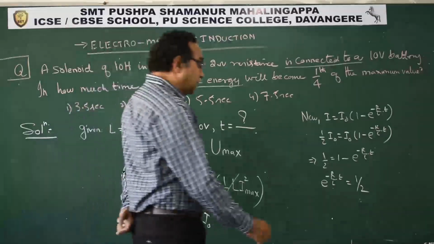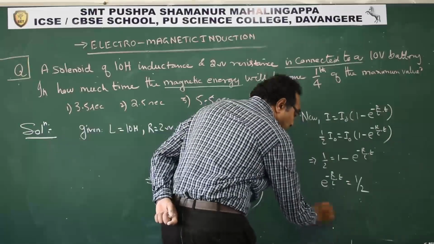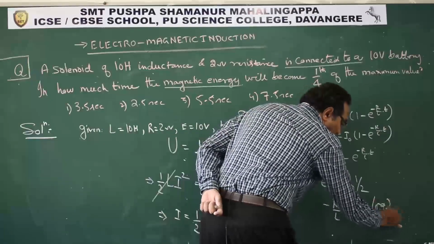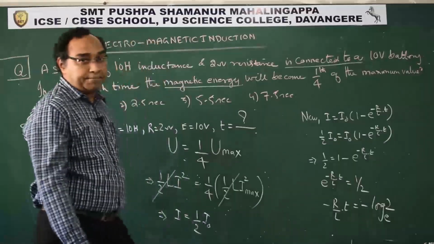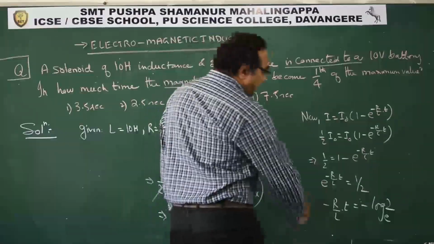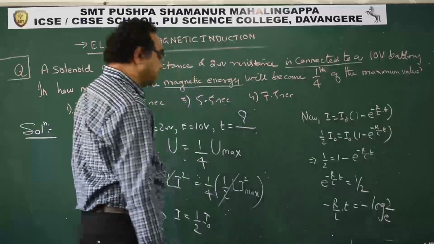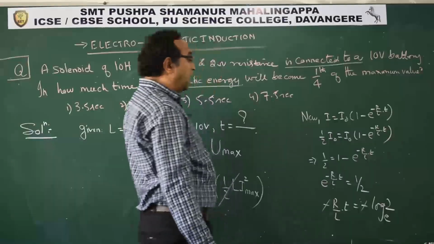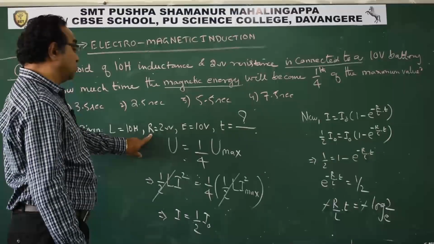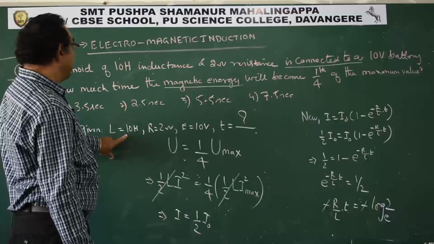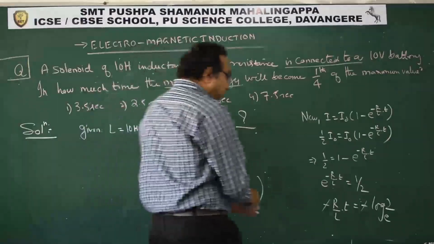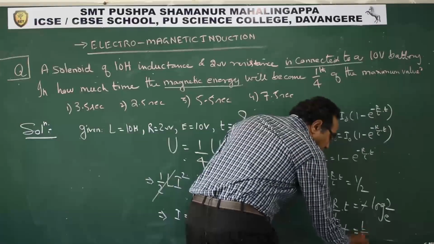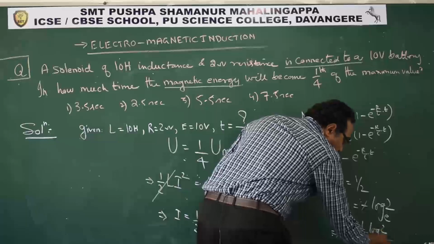How will you simplify this? Take log on both sides. By taking log on both sides, minus of R by L into T is minus of log 2 to the base e. So what do we get now? See, this minus cancels out. R by L, R is known, L is 10. So from this equation, what is T? We need T. T is equal to L by R log of 2 to the base e.